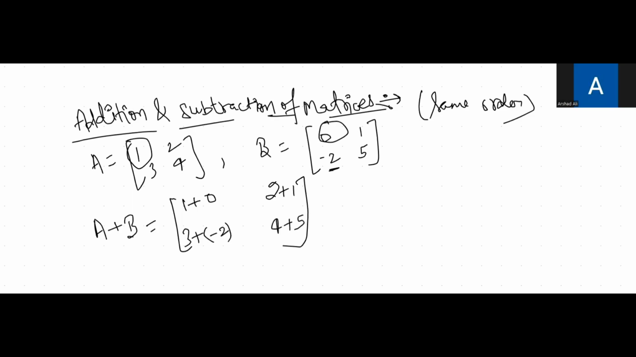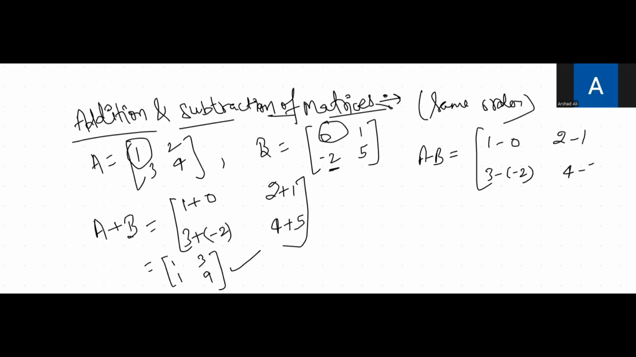So what are we getting in total? 1, here 3, here we are getting 1 and here we are getting 9. So it is the answer of A plus B. Similarly, we can find A minus B. A minus B means subtract corresponding elements: 1 minus 0, 2 minus 1, 3 minus minus 2, and 4 minus 5. So 1 minus 0 is 1, 2 minus 1 is 1, 3 minus minus 2 is plus 5, and here minus 1. In such a way we can find addition and subtraction of matrices.